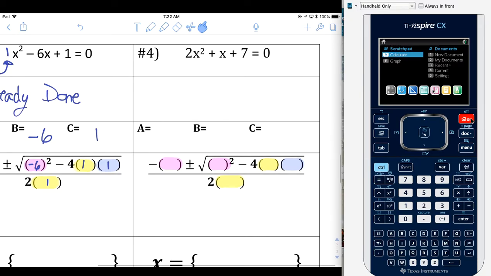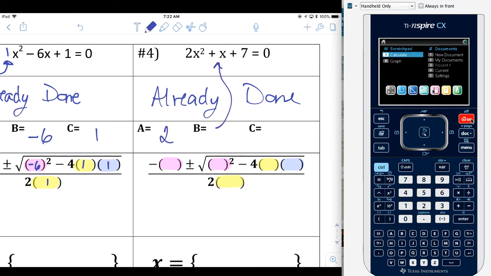Okay, problem 4. Putting it in order, we get lucky, it's already done, which means my a is in front of the x squared, that's my 2. My b is right in here, that's a 1 for 1x. My c is a 7. So my b goes first in the pink, those are the 1s. My a is in the yellow, those are my 2s. My c is the 7.